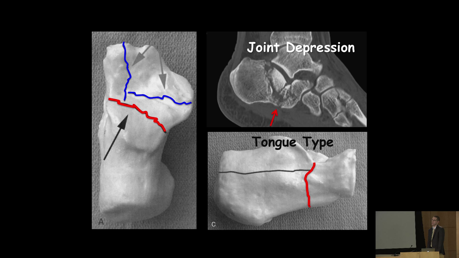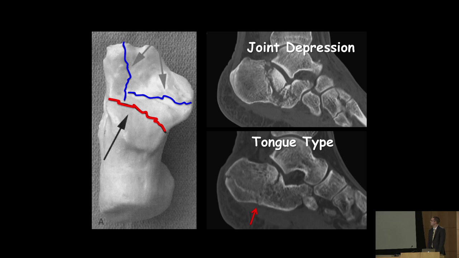This contrasts to tongue-type injuries, which are seen on the lower right image, in which that posterior fracture line exits lower down on the tuberosity of the calcaneus, and the posterior facet and the tuberosity actually remain in continuity with one another, as seen in this sagittal image, primary and secondary fracture lines.